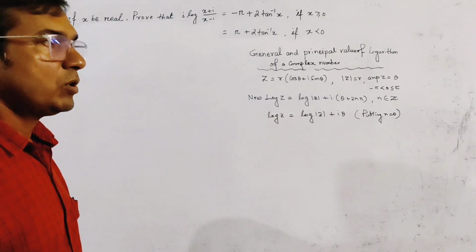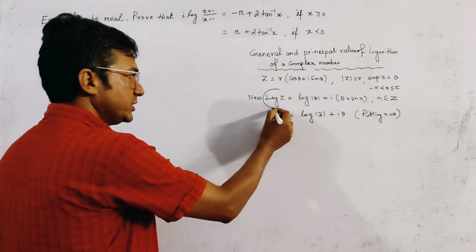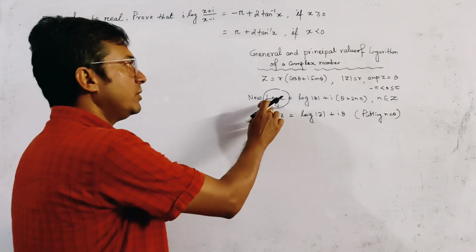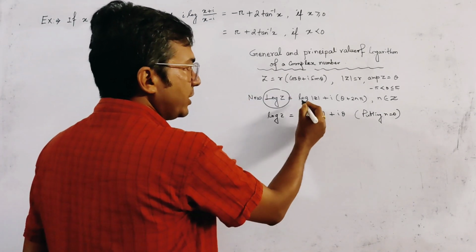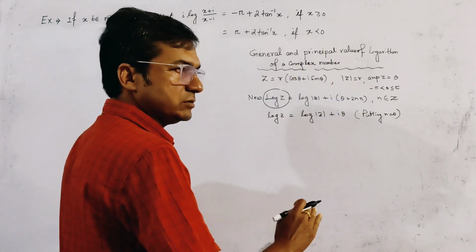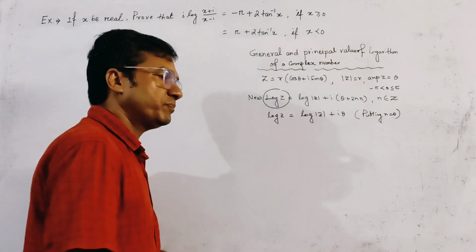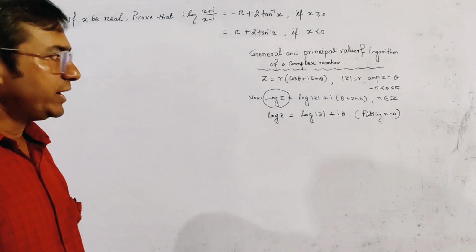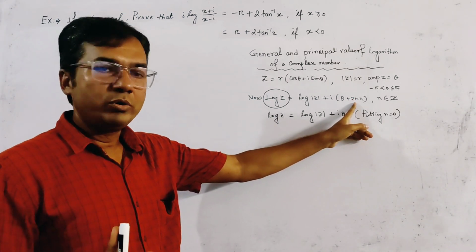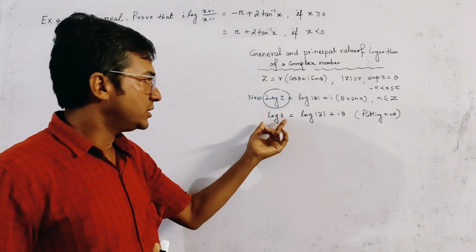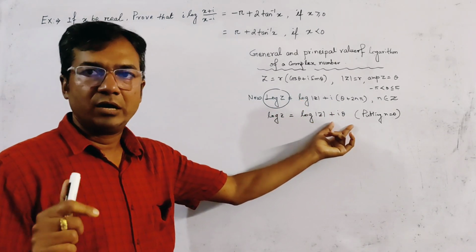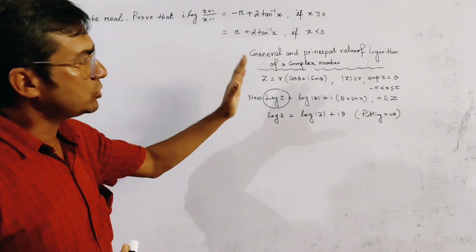then the general value of log z, which we write as capital Log z, is given by log|z| + i(θ + 2nπ), where n belongs to Z. And when we have to find the principal value, we put n = 0 in the general value, and we get small log z equal to log|z| + iθ. We use this concept here.